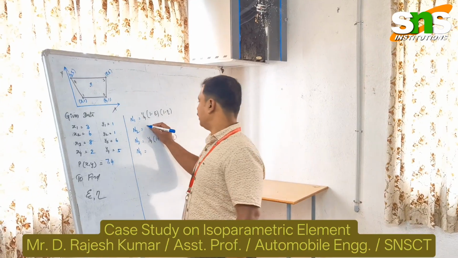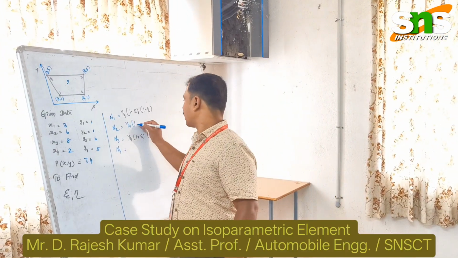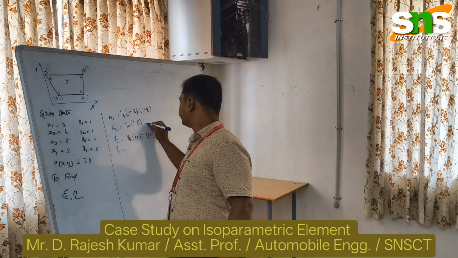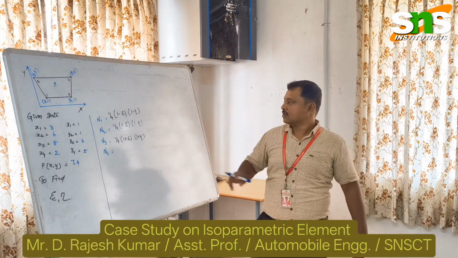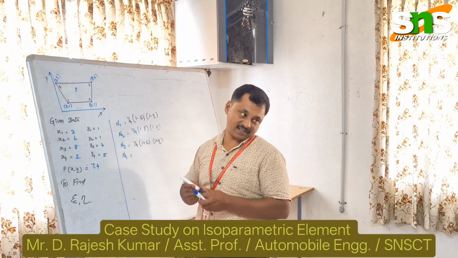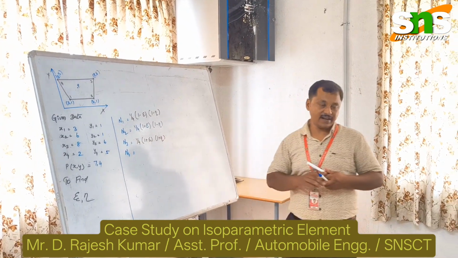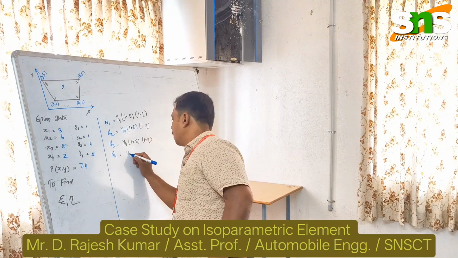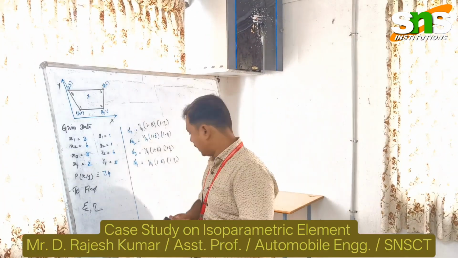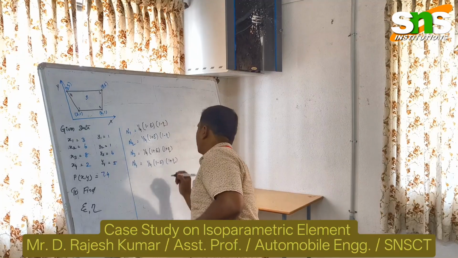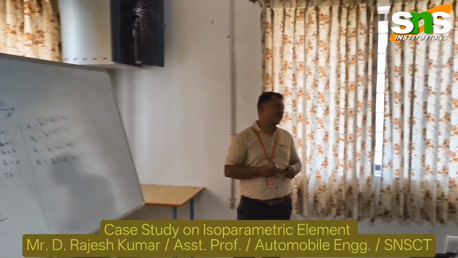Similarly, n2 is 1 by 4 into 1 plus epsilon, 1 minus eta. So here it is 1 plus epsilon and 1 minus eta. Similarly, for n4 it is 1 by 4, 1 minus epsilon and 1 plus eta. So this is how you have to remember the shape function formula.